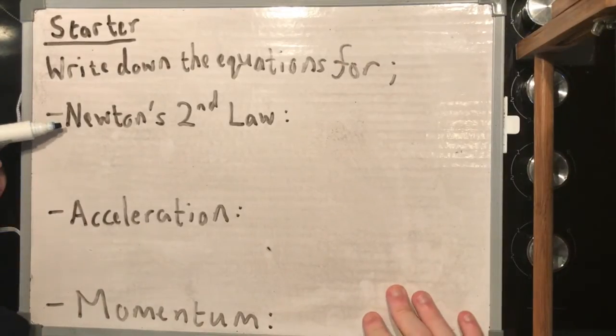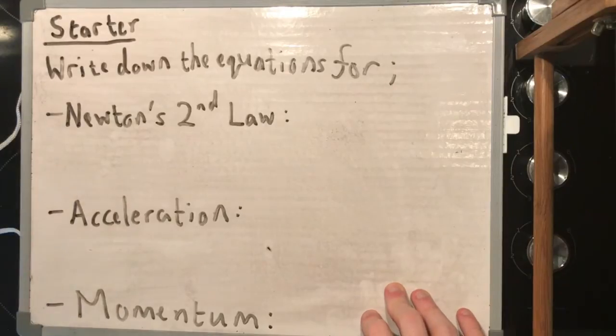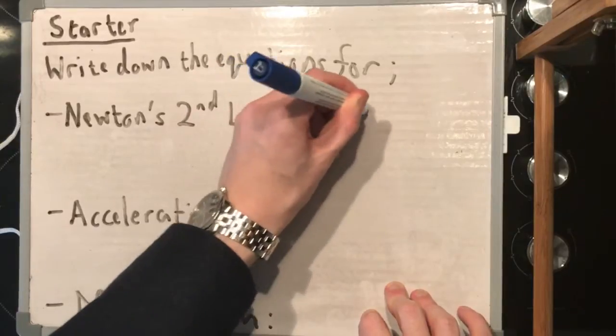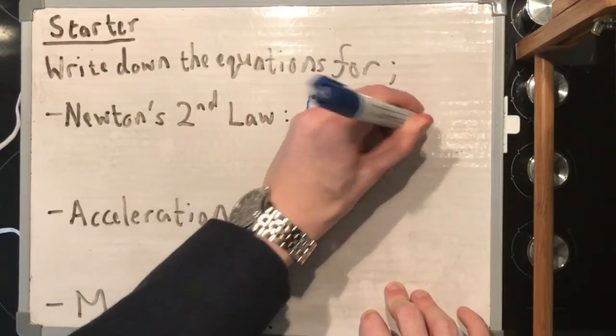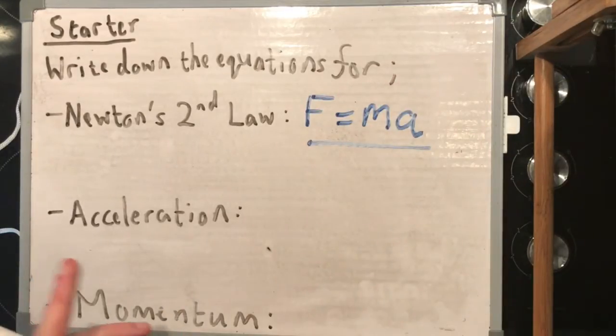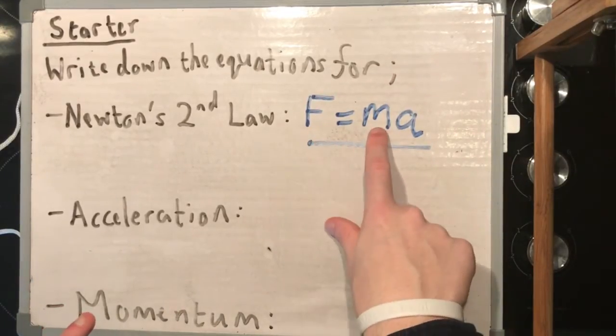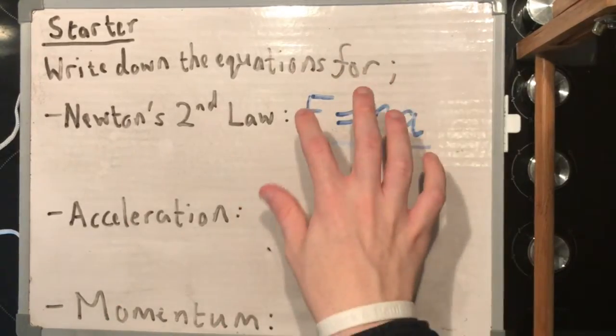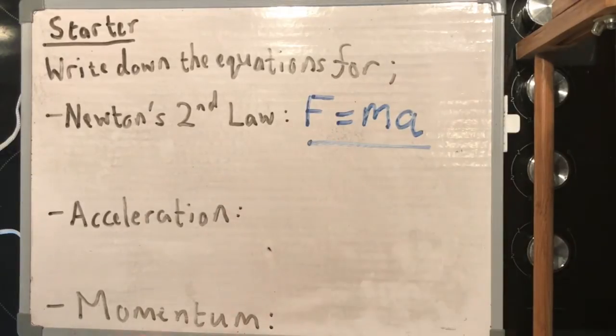So the first one is Newton's second law. This one is quite a very famous formula actually. F equals ma. That's it. F equals ma is Newton's second law. Force is equal to mass multiplied by acceleration. Absolutely legendary formula, and that's Newton's second law.